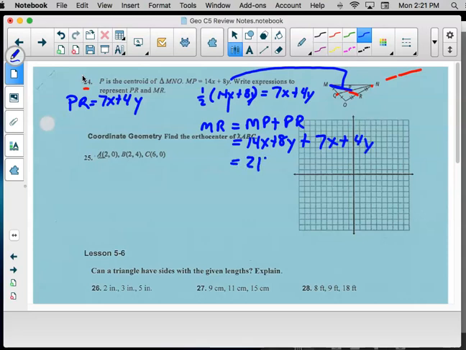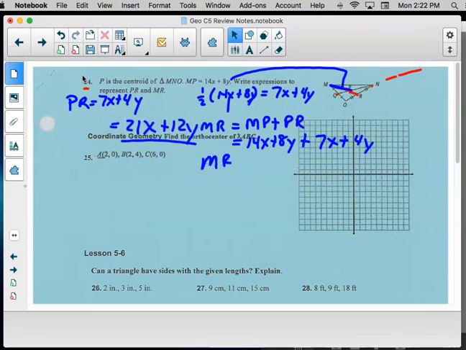Okay, so 21x plus 12y is my total. And that's where I'm at, 21x plus 12y. So when I'm doing that, that's my value for MR. So those are the two values they asked me to find. I know that MR is that, and I've got my PR, and I'm set.